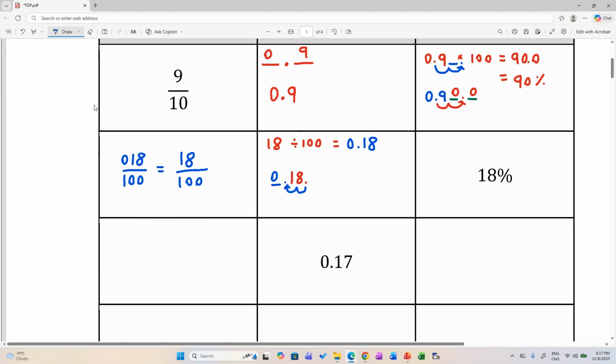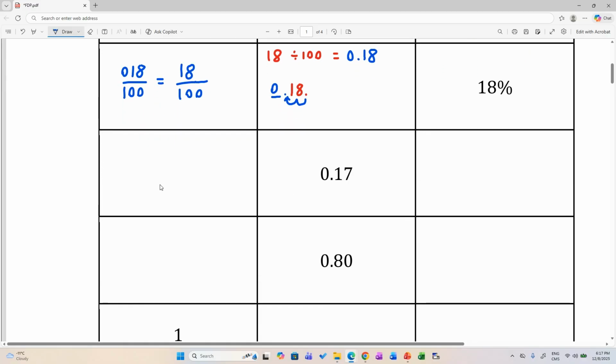Okay, now let's use that logic to solve for the rest. That's 0.17, hence that's going to be 17 over 100. And as a percent, that should be 17%. This is 0.8, hence my answer should be, well, we can actually simplify this. So this would be just 0.8.